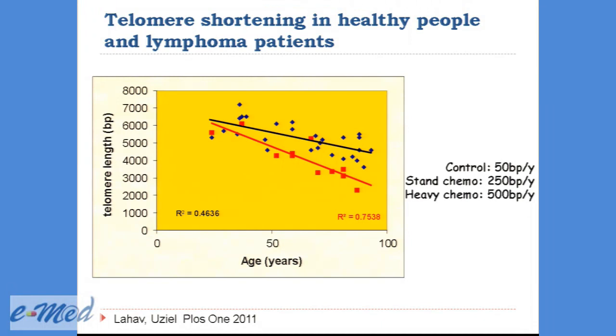Because of time constraints, I cannot show you more data, but we and other groups show that practically all cytotoxic agents, the new tyrosine kinase inhibitors, and other targeted therapies result in telomere shortening. So we have a universal effect of chemotherapy.